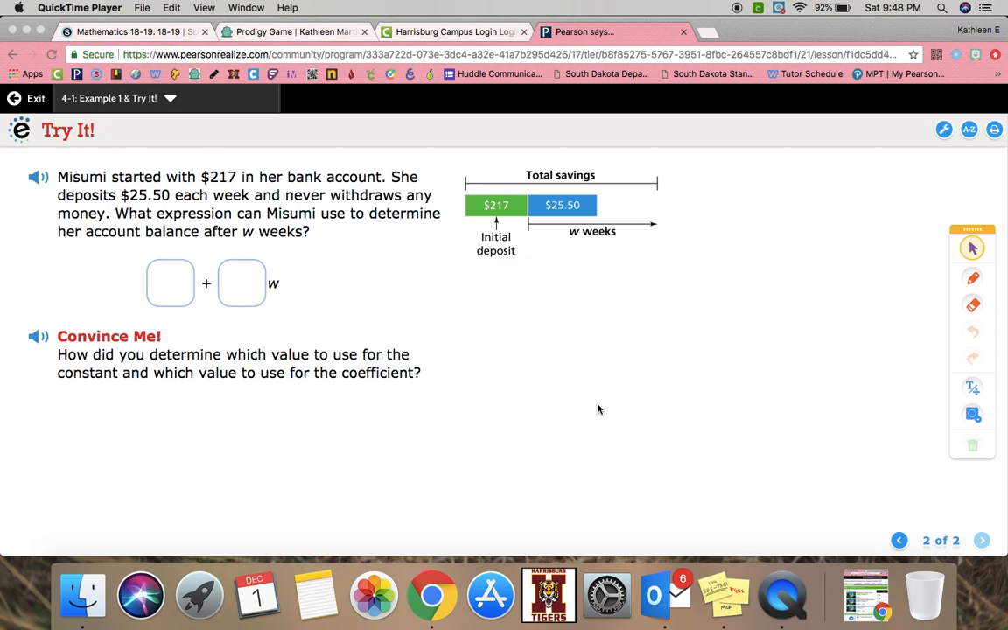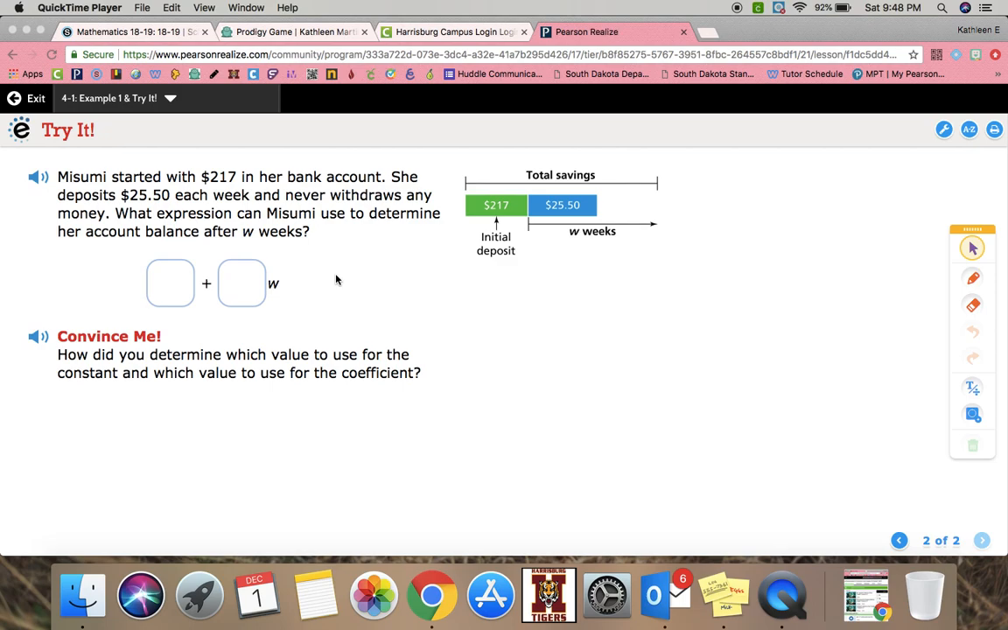So when we look at your book, if you go to the 4-1 section, this is the example 1 and try it, and 2 and 3 that's in your book. So if you want to take notes and follow along, that would be very smart of you to do so, so you can reference it.